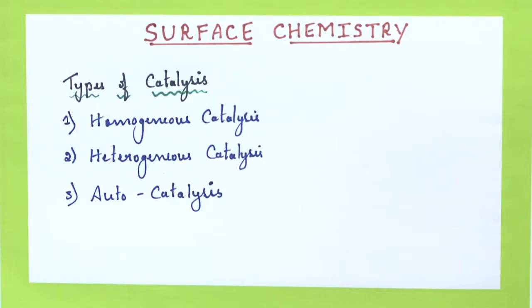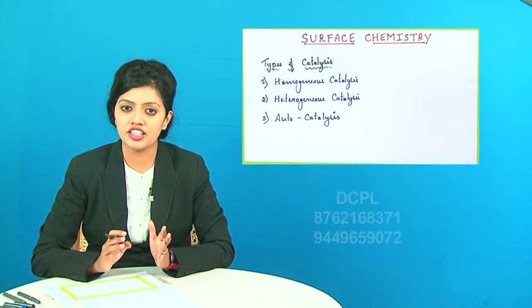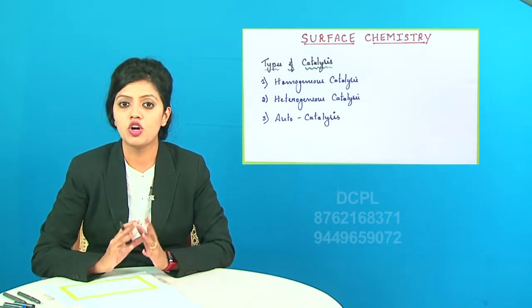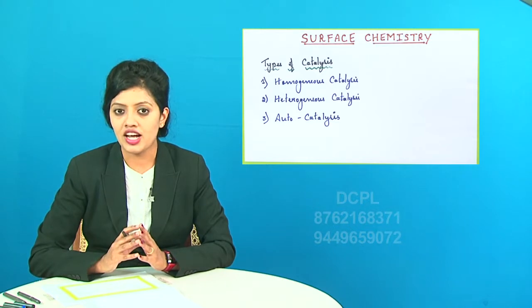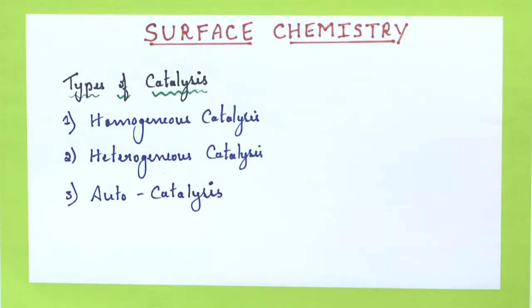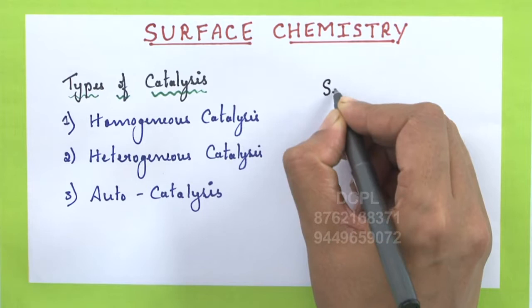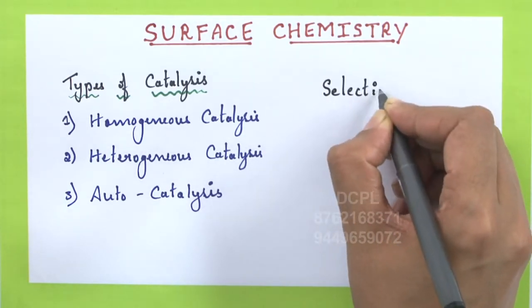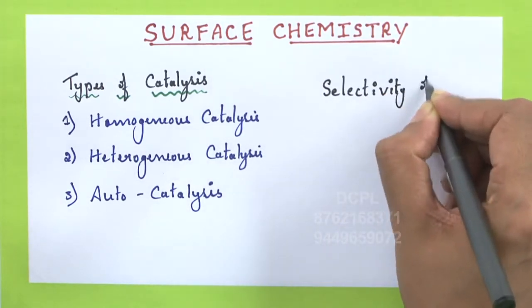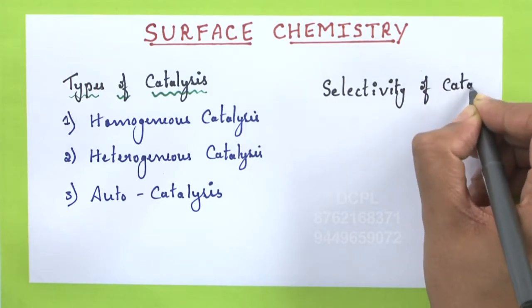Now, let us understand what do you mean by selectivity of a catalyst. There are catalysts which direct a reaction towards a particular product. Okay, they are known as selectivity of a catalyst. Selectivity of catalyst.